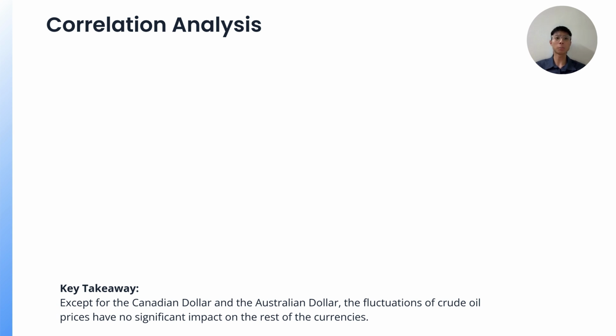Both the currencies display statistically significant negative correlations, which is negative 0.22 for the Canadian dollar and negative 0.15 for the Australian dollar, with p-values well below 0.5. So this strongly reflects economic theory: as major energy exporters, rising oil prices improve their terms of trade, directly strengthening their currencies relative to the US dollar.